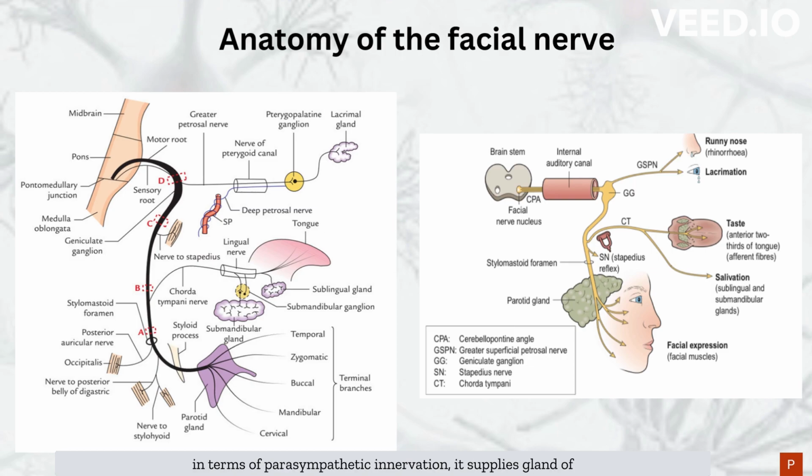of parasympathetic innervation, it supplies gland of head and neck including submandibular, sublingual, lacrimal gland, nasal palatine, and pharyngeal mucous gland.